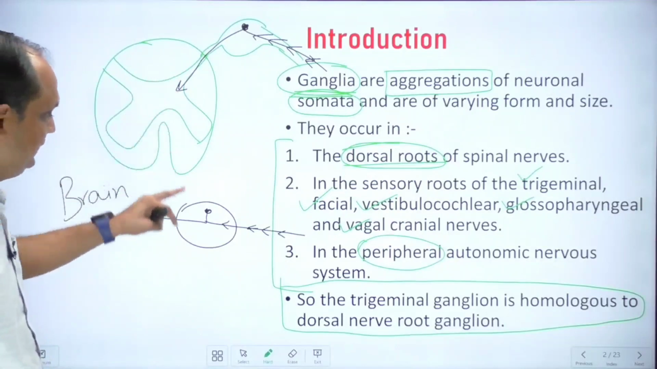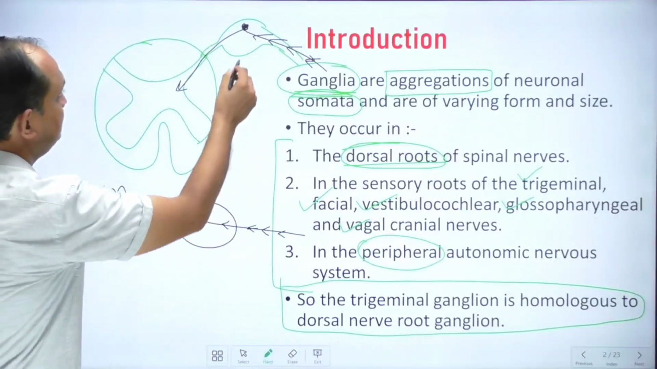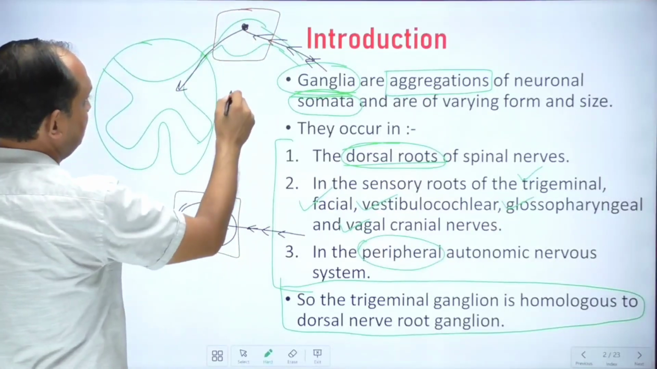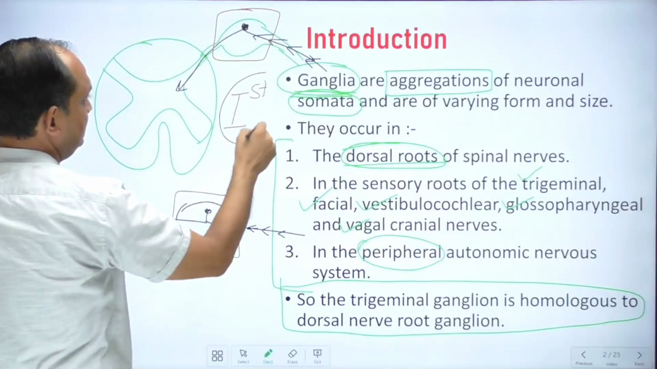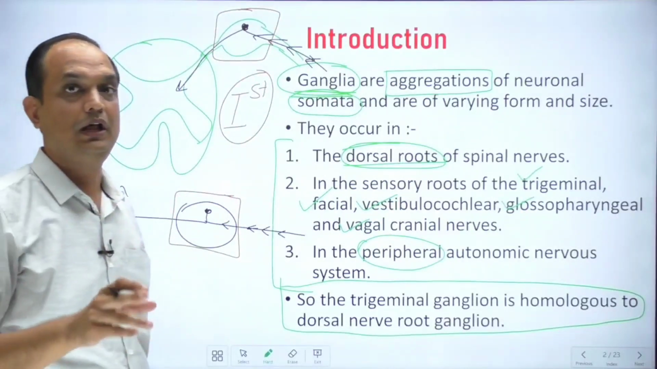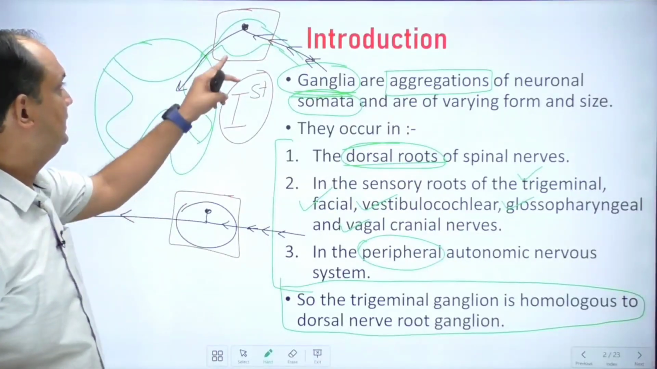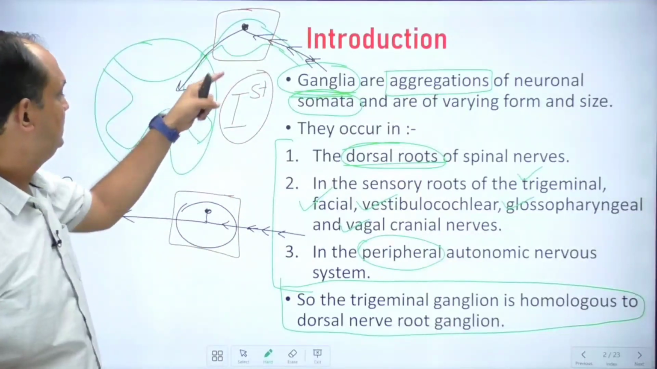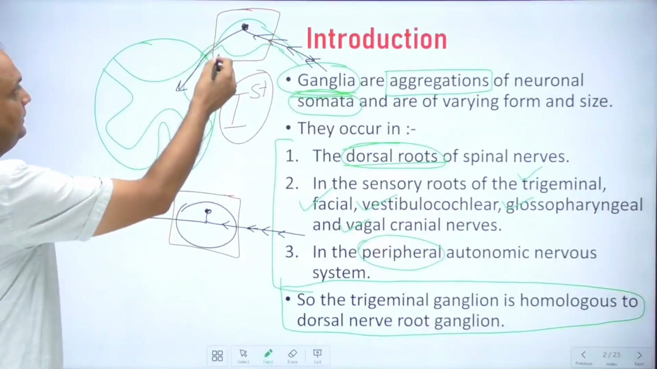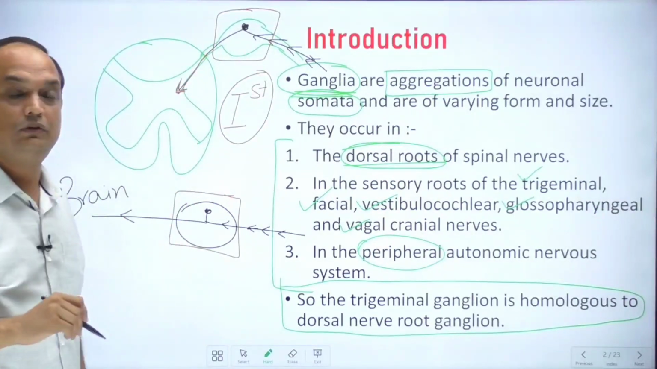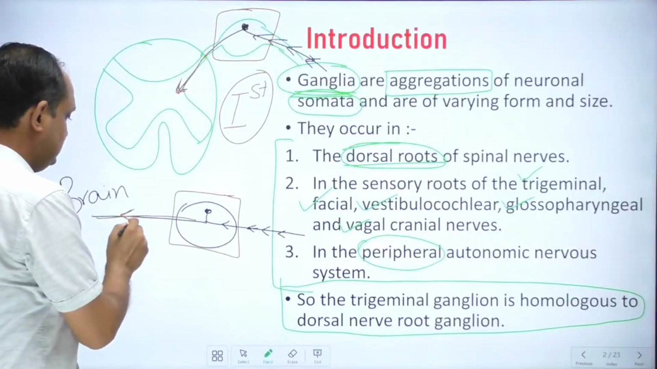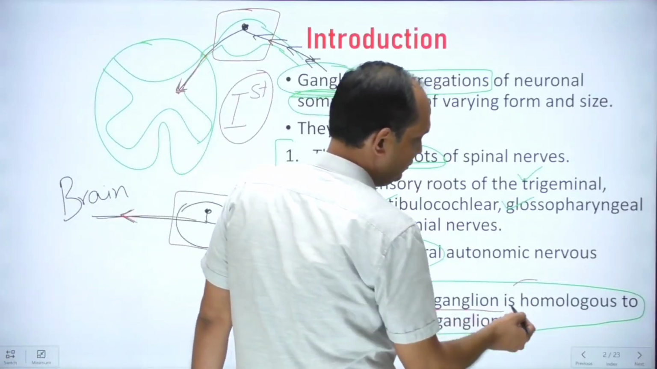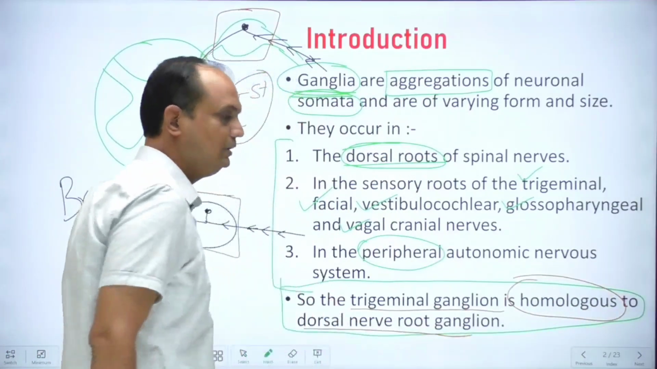Clear? When you see these two ganglia, either the ganglia of the dorsal root or the trigeminal ganglia, they are both known as first order neurons. They both have a peripheral process that takes the sense from the periphery, and they both have a central process. The central process enters the spinal cord in case of dorsal root, and the brain in case of trigeminal ganglia. So it is said that trigeminal ganglia is homologous to dorsal root ganglia.